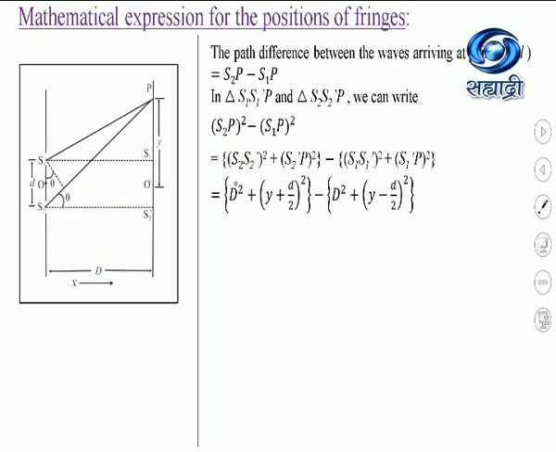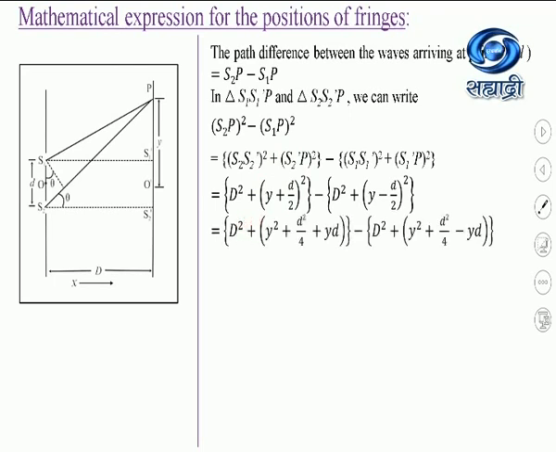So S2 dash square is D square plus S2 dash P square, which is nothing but Y plus D by 2 whole square. Minus S1 dash square, which is again D square plus S1 dash P square, which is nothing but Y minus D by 2 whole square. Now let us open the square in both the brackets.